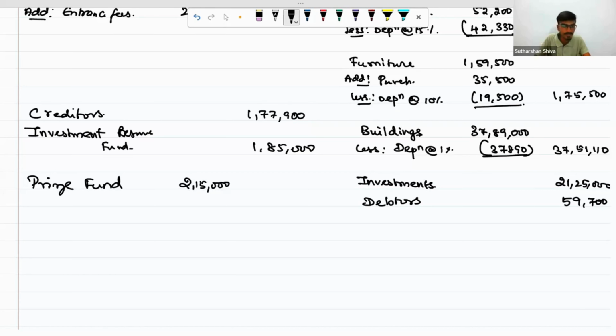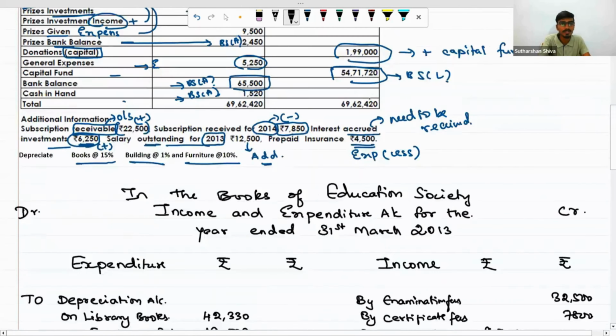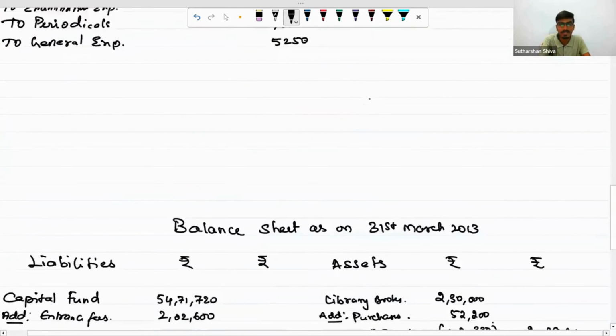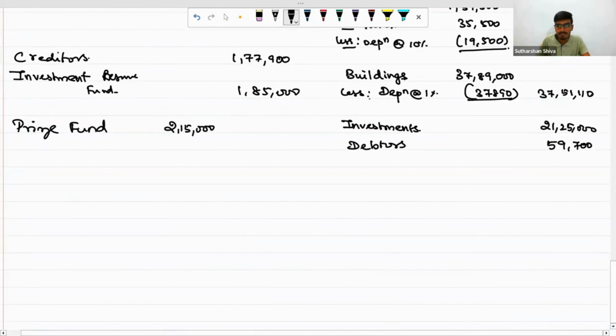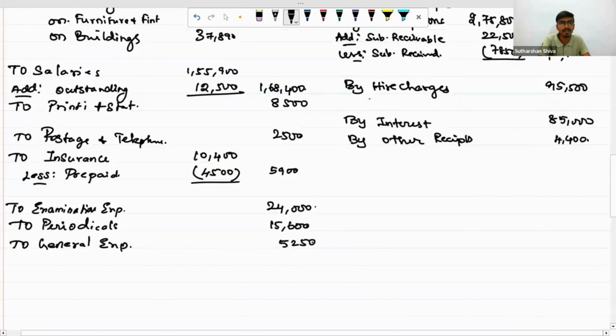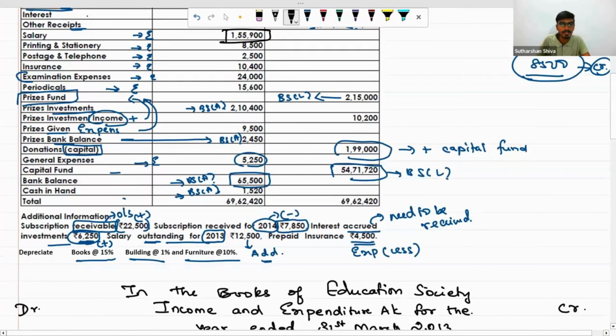2,15,000 is the price fund. Next, what is the next thing? Price investments. I'm investing somewhere, so I will write down price investments. What is the price investments value? 2,10,400 is the price investments value. Done. I will treat it as my asset item.